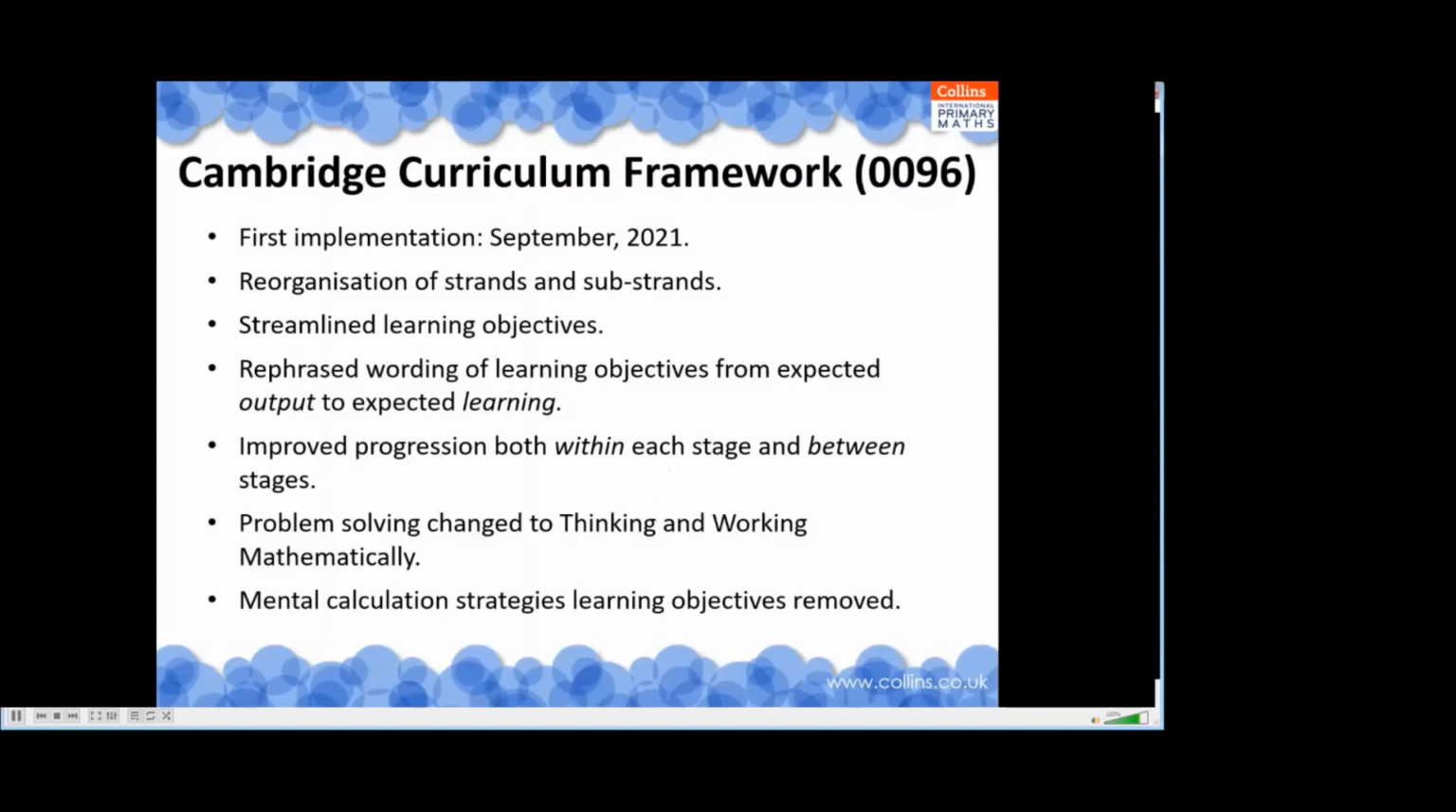Just like thinking and working mathematically, mental calculation is now integrated into the mathematical content of the learning objectives across all strands, not just the number strand. Specific mental strategies learning objectives have been removed in order to make the framework less prescriptive about the specific strategies that should be learned and practiced by learners at each stage.